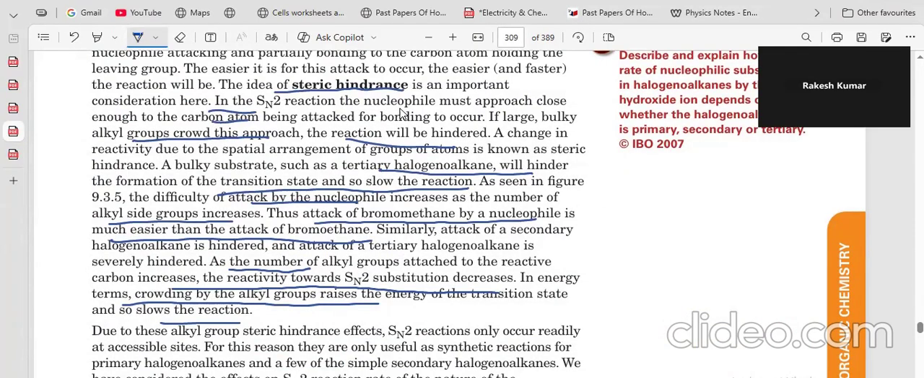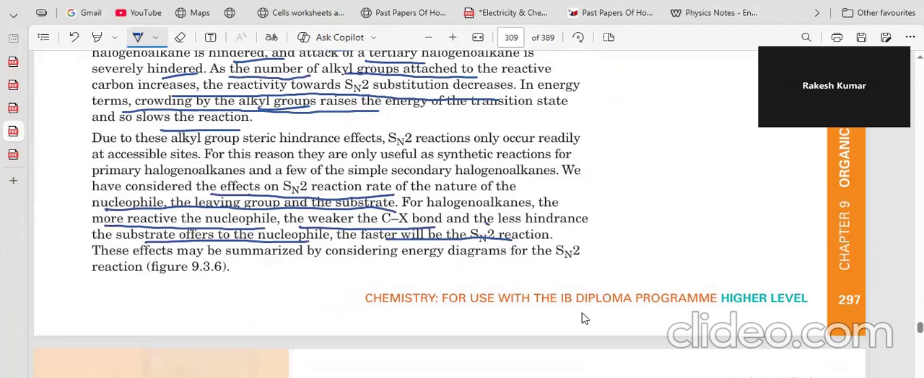Attack on bromomethane is much easier than on bromoethane because there are molecules around it, so it's difficult. Alkyl groups around it cause hindrance, and the attack on the halogen carbon is severely hindered. Tertiary is severely hindered; as the number of alkyl groups attached increases, the reactivity will decrease. In energy terms, the crowding of alkyl groups causes this steric hindrance. So in SN2, the more reactive the halogen and nucleophile, the better it will be.